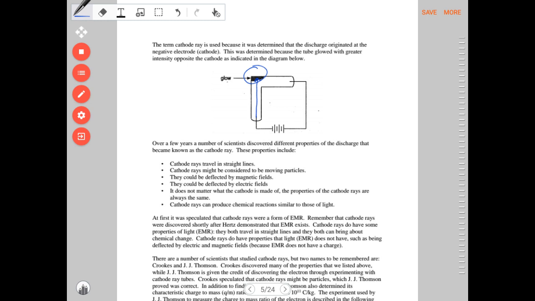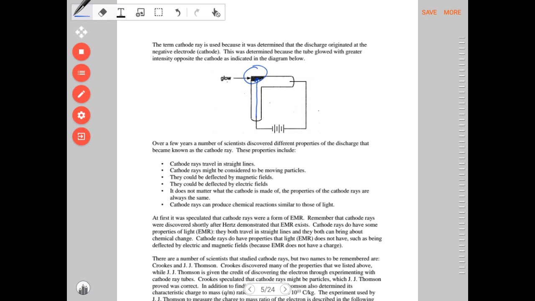Okay, that's why it's called cathode ray tubes, not anode ray tubes. Does that make sense? Okay, coming from the cathode. Awesome.